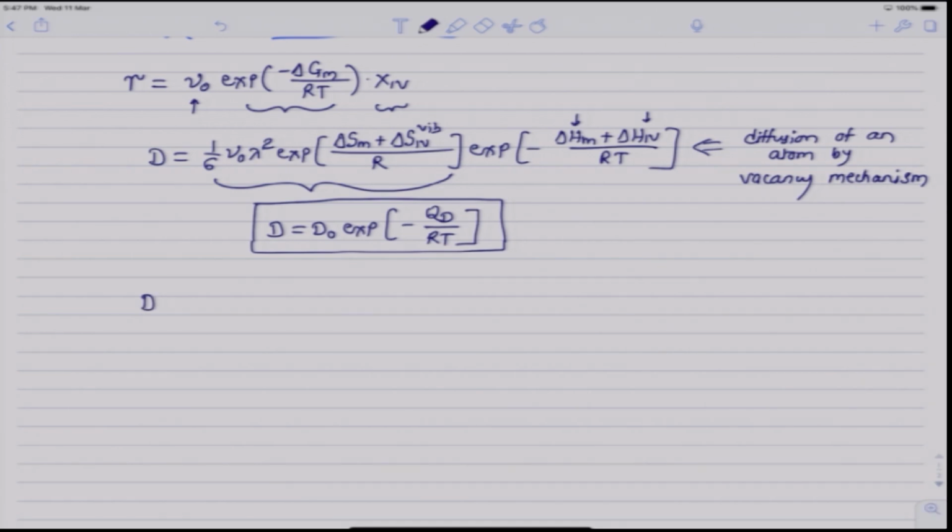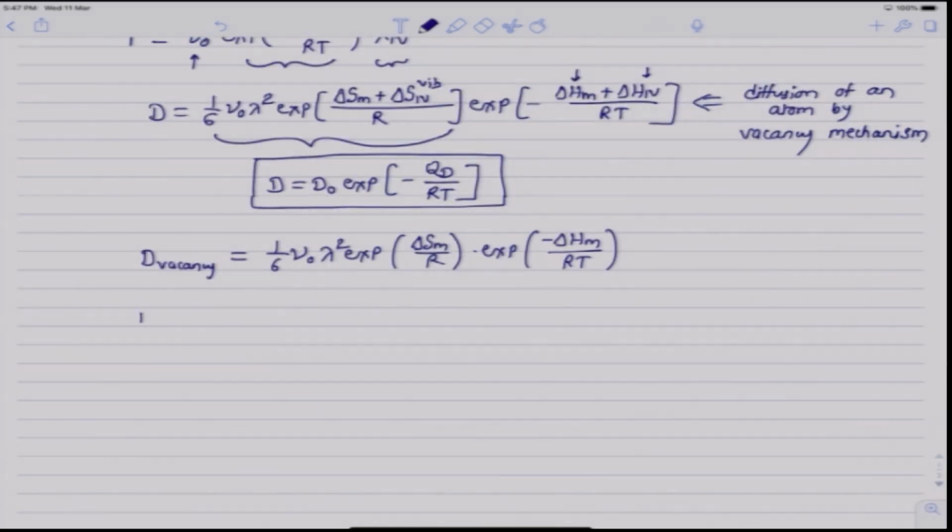And so, for a vacancy, we can write D vacancy is equal to 1/6 nu 0 lambda square exponential delta S m over R times exponential minus delta H m by RT.